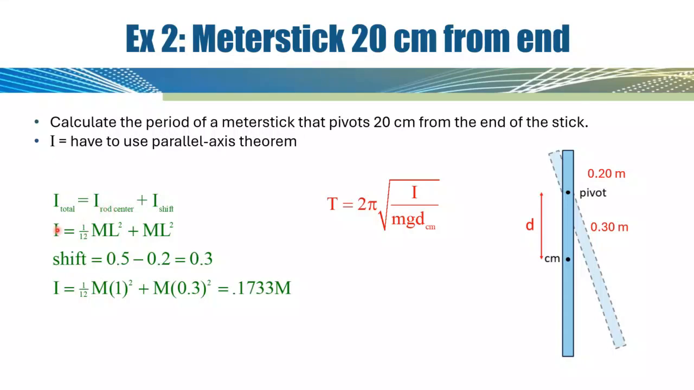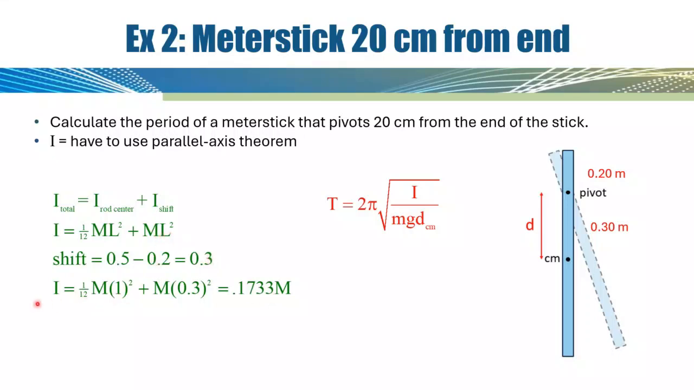So the I value is going to be 1/12 ml squared. That would be the meter stick pivoting through its center. Plus, we're going to have the shift, the rotational inertia of the shift, which is m L squared, and that L value is the distance from the center of mass to the pivot point. So since the hole was drilled 20 centimeters from the end, we now know the distance to the middle is going to be 0.3 meters. So that's the length of my shift.